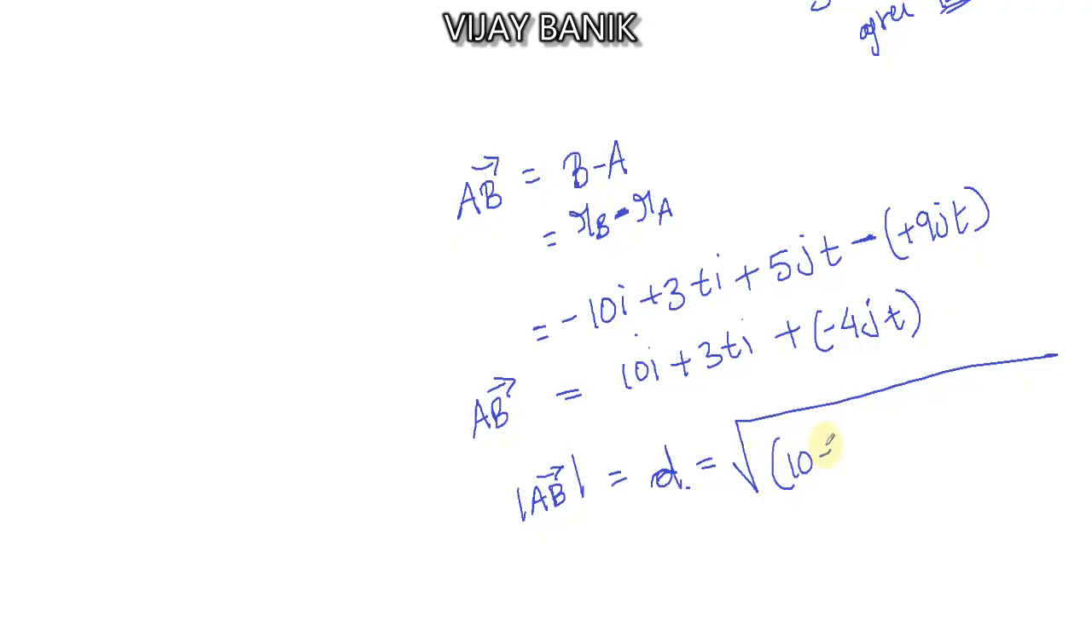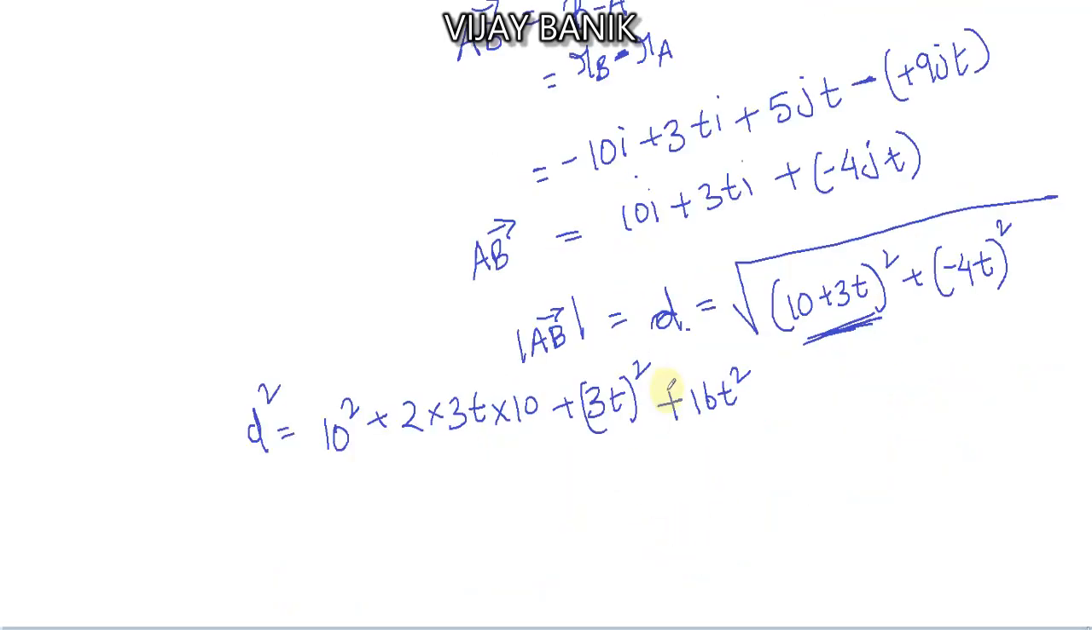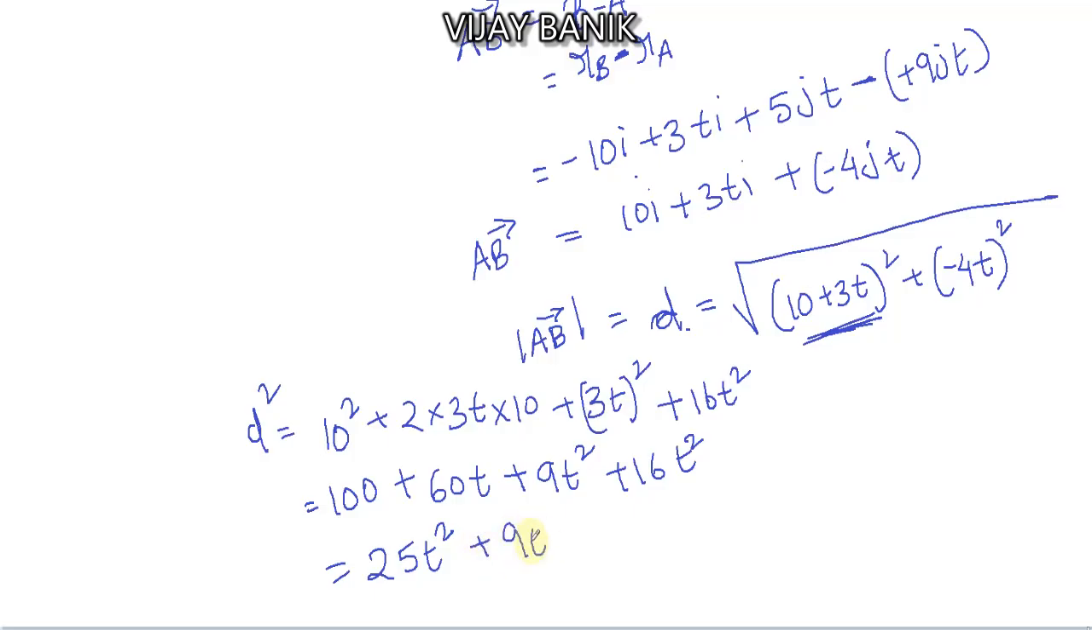So we can do 10 plus 3t, whole square, plus minus 4t, whole square. Because it's going to be long, let me bring this root here and make it square, basically squaring both sides. So 10 square plus 2 into 3t into 10 plus 3t square, I'm opening this bracket now, plus 16t square. So 10 square is 100, plus 60t plus 9t square plus 16t square. Now 16 plus 9 is 25, so 25t square plus 60t.